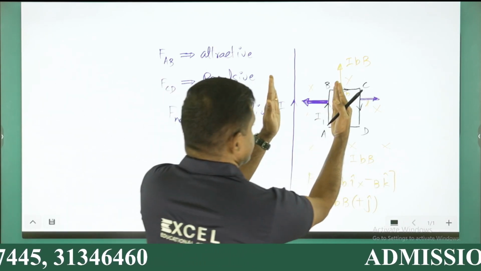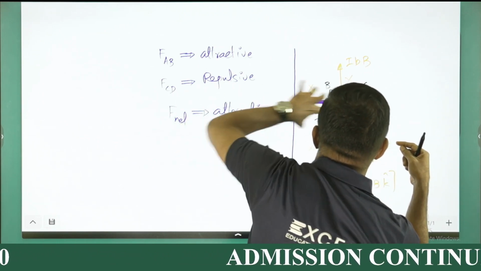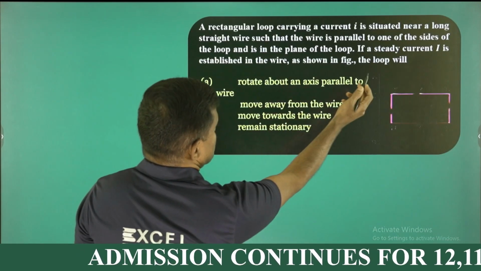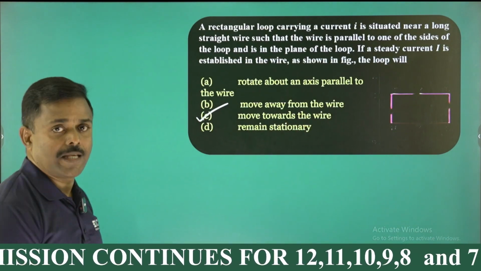So net force is attractive means what? This loop will move towards the wire. So let's see the options. As shown in the figure, the loop will move towards the wire. Answer should be option C.